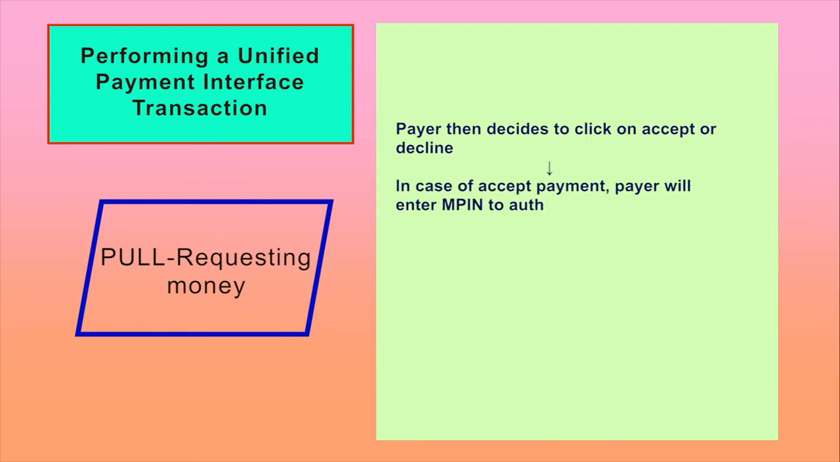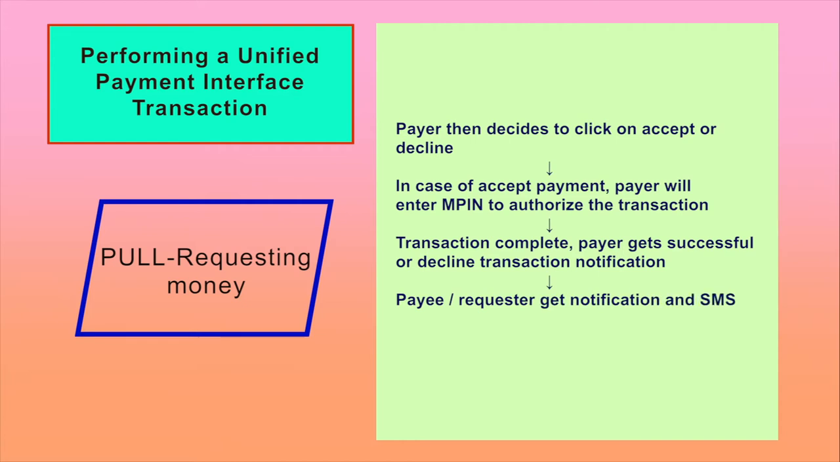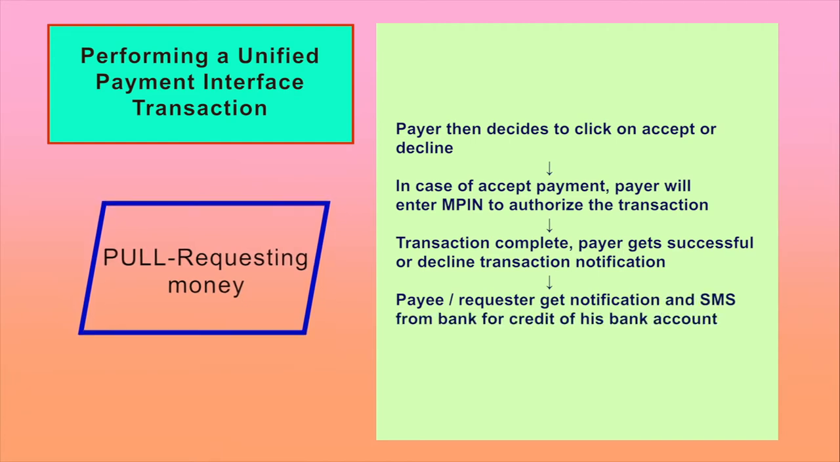In case of accepting the payment, payer will enter MPIN to authorize the transaction. Transaction complete, payer gets a successful or declined transaction notification. Payee or requester gets a notification and SMS from the bank for credit to his bank account.